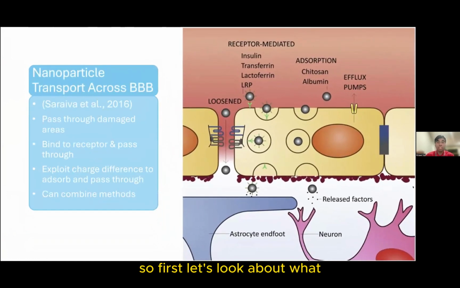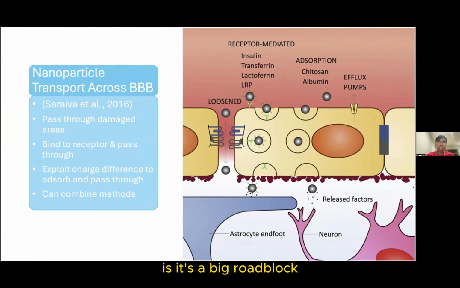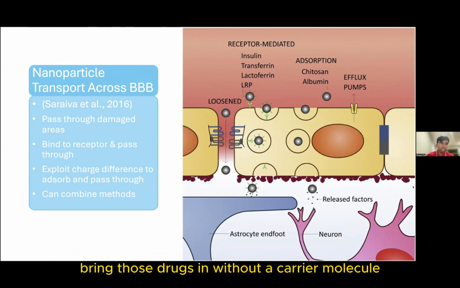So first, let's look at what nanoparticles afford us to transport across the blood-brain barrier. The blood-brain barrier is a big roadblock in the way of transferring drugs to the brain, as it is essentially a shield for the brain to make sure no foreign substance can get in. It's a good thing if you have viruses and whatever else, so that they don't go into the brain and damage your brain further. But it's not a good thing if you want to put drugs and other treatment into the brain, as it means that you cannot effectively bring those drugs in without a carrier molecule or something of that sort.